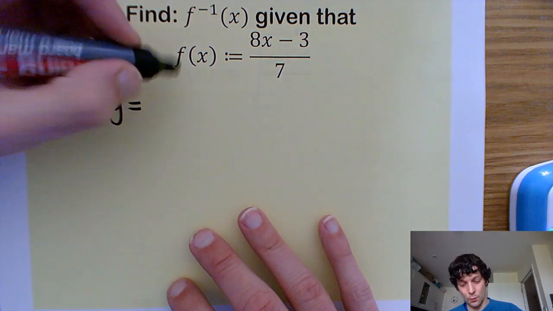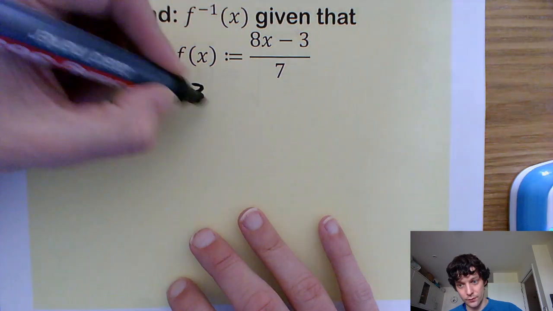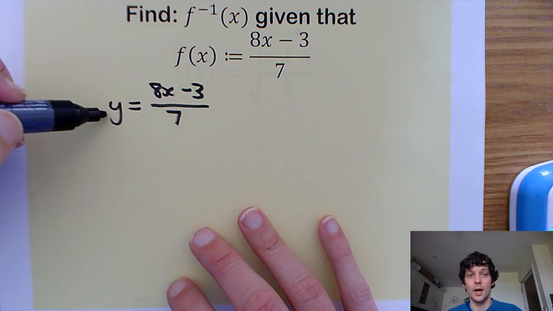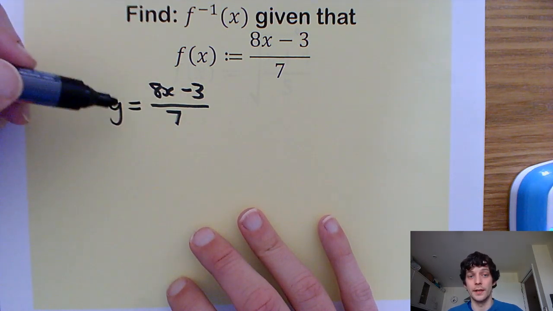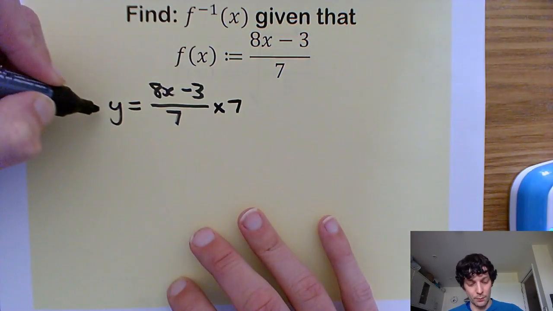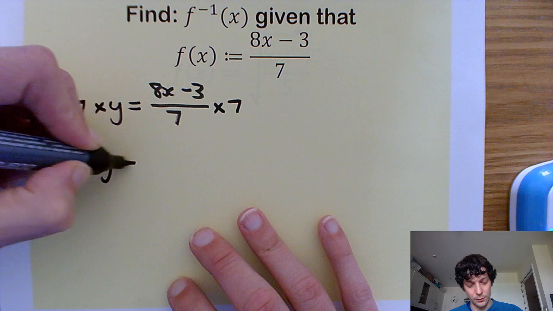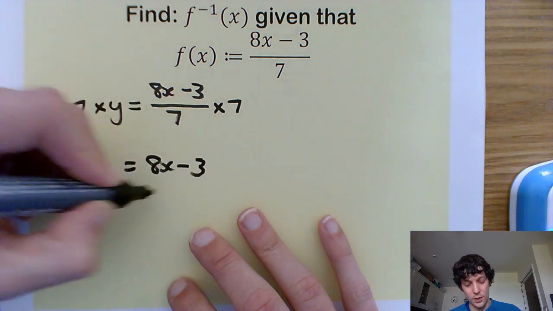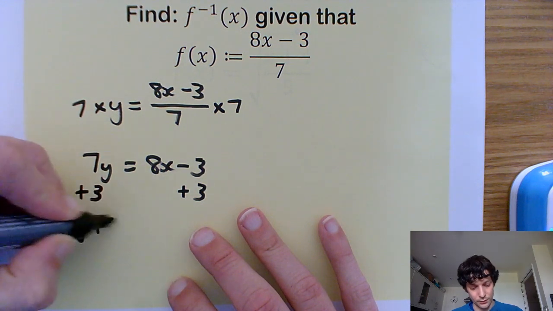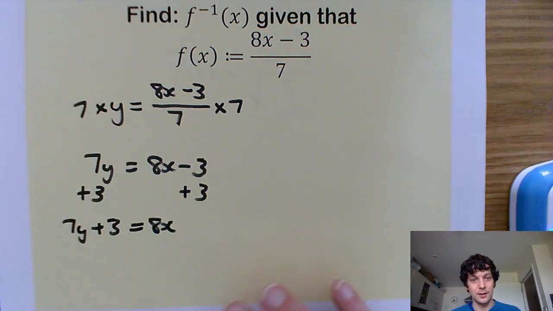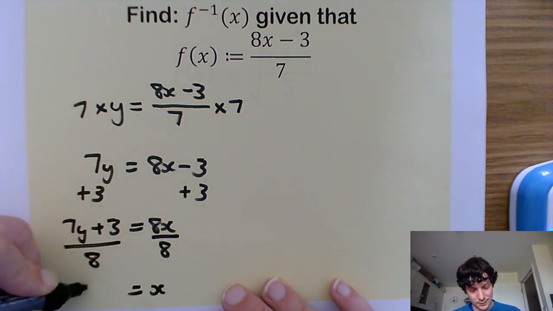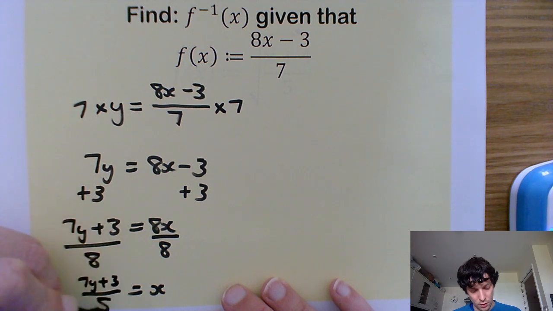Same starting point, y is 8x minus 3 over 7. Okay, that tells me how to get from x to y. I want to find the inverse. I want to find out how to get from y to x, so I want to make x the subject. We'll start off by multiplying both sides by 7, so we get 7y is 8x minus 3. Add 3 to both sides. 7y plus 3 is 8x. Divide both sides by 8. x is 7y plus 3 over 8.